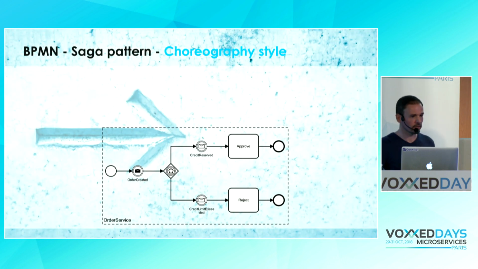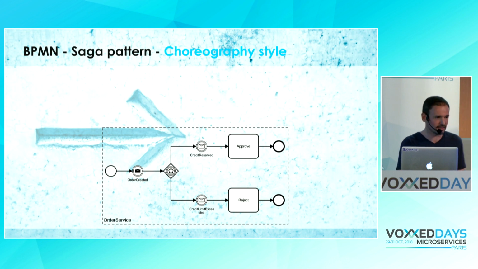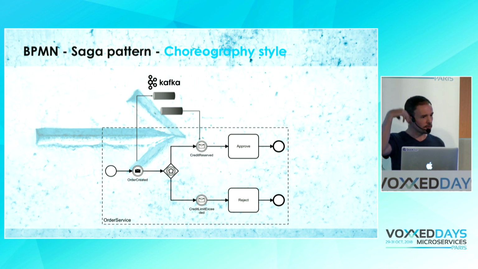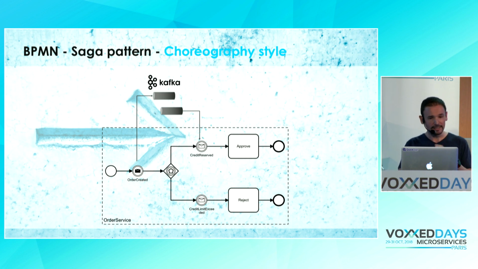The other kind of style of Saga pattern is a choreography style. In that style, you emit domain events. Instead of calling a microservice using RPC, you emit an order-created event to a Kafka topic, which will be interpreted by some microservice and will reply the outcome of the request using another event, which our BPMN process will listen for and take action upon receiving the results.